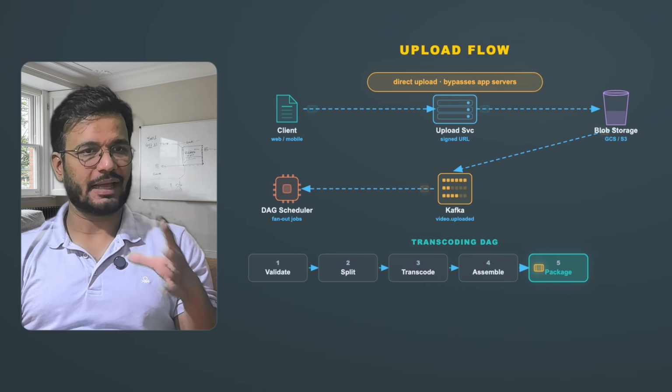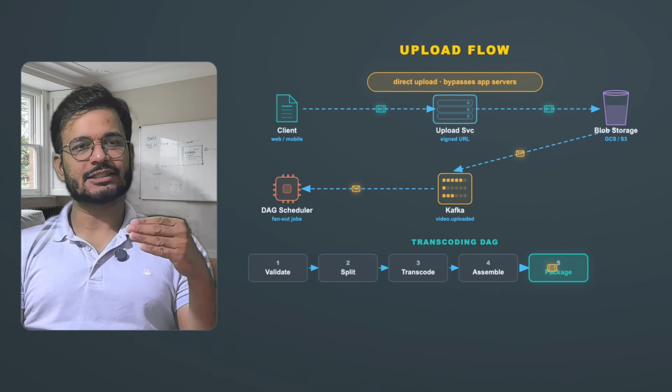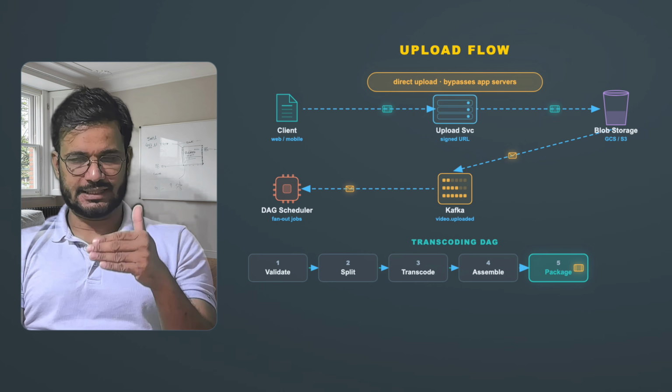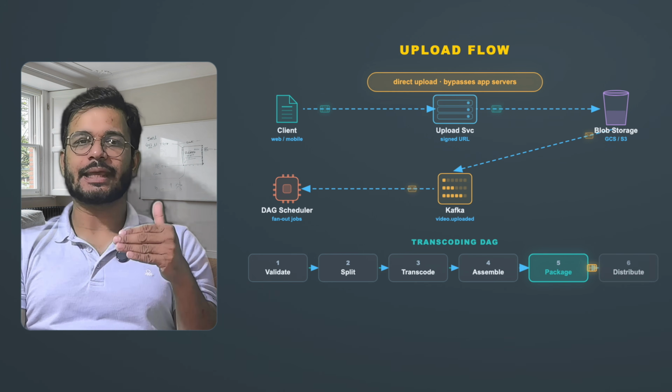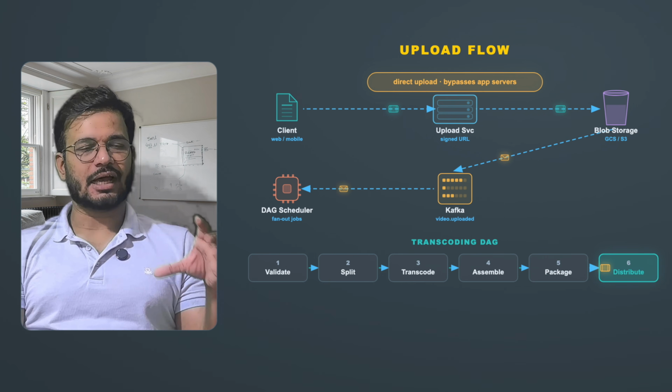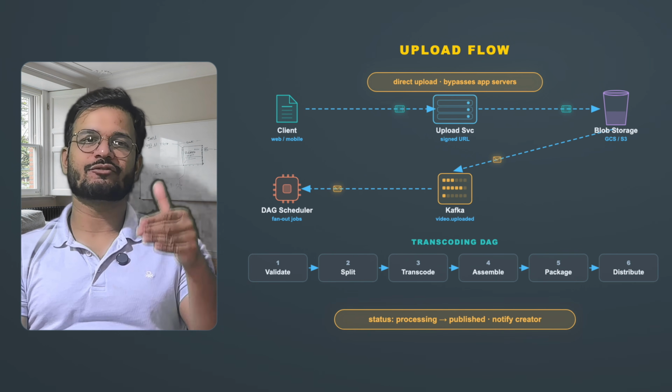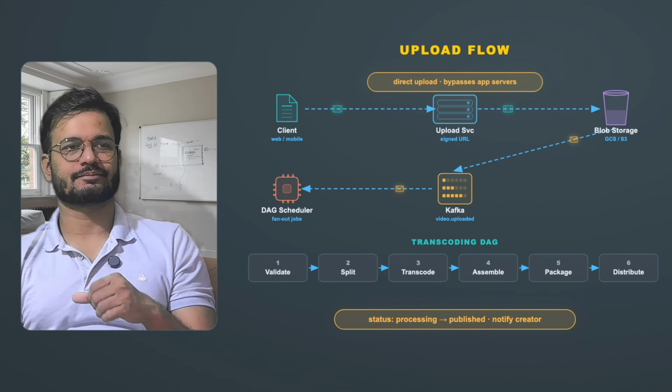Stage 5 is the package. We generate HLS and DASH manifests. HLS uses .m3u8 files, DASH uses .mpd files. Then at last, stage 6 is distribute. We push the transcoded files to CDN origin nodes.